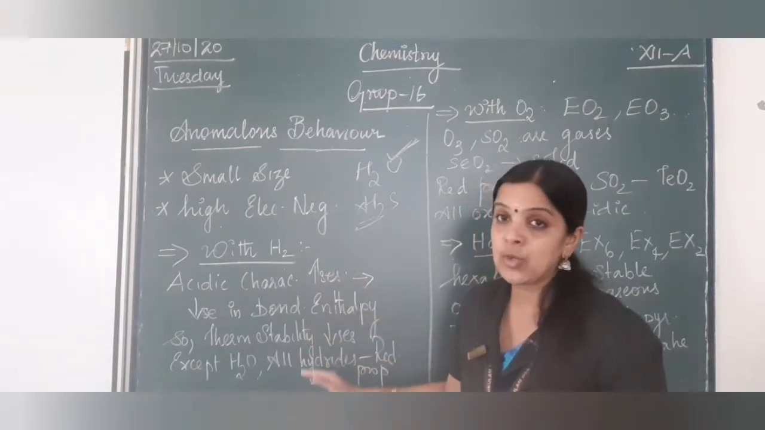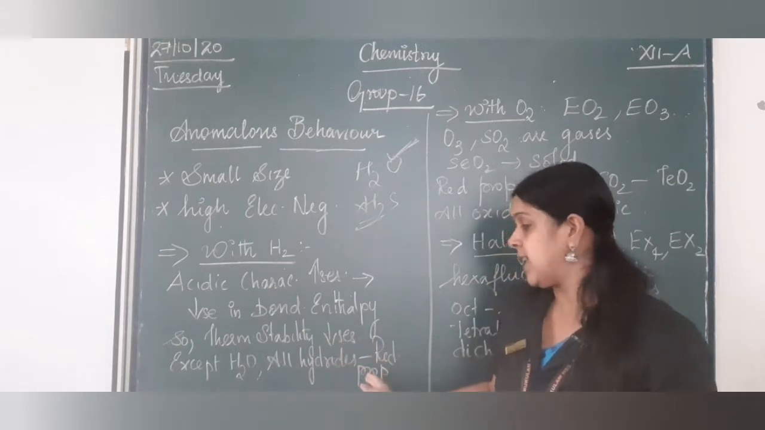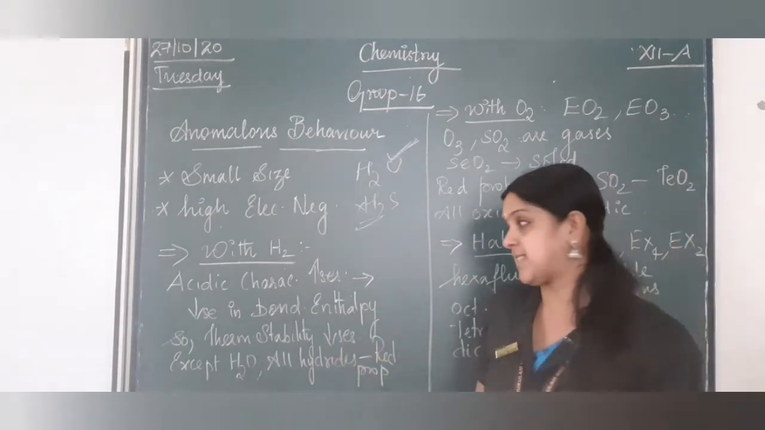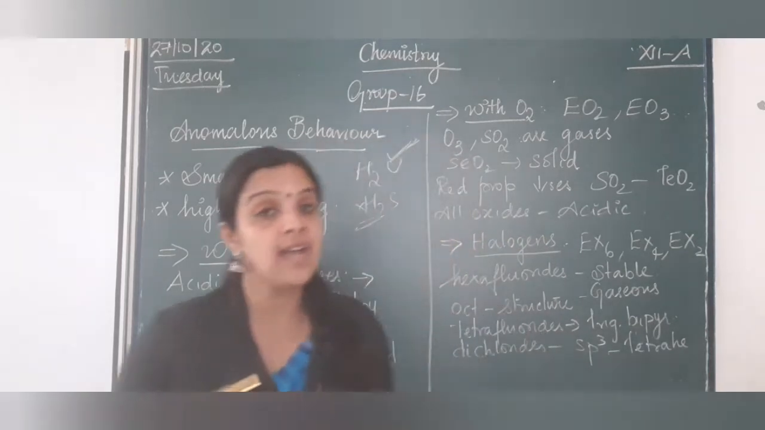So when it goes down the group, it decreases. So their thermal stability decreases and their reducing property increases, which thereby increases the acidic character of the hydrides.